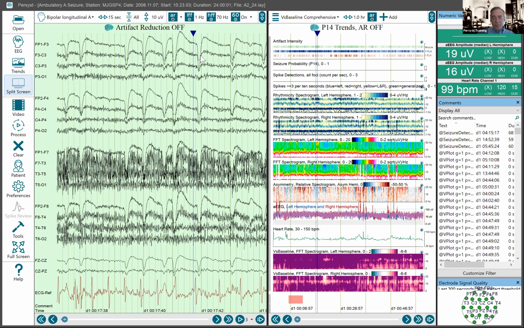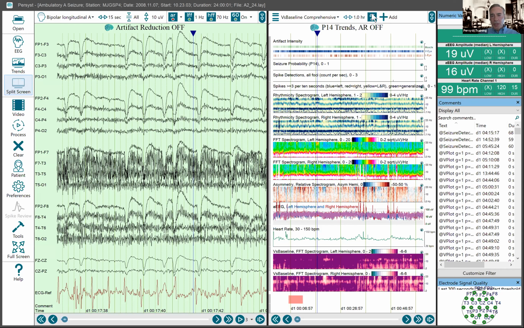So this is a recording we're going to look at a number of things with, but let's start with the trends. We're also going to look at spike review and voltage plot with this particular example as we go forward as well. So first off, here's an example of typical EEG. We've got eye blink, we've got muscle.